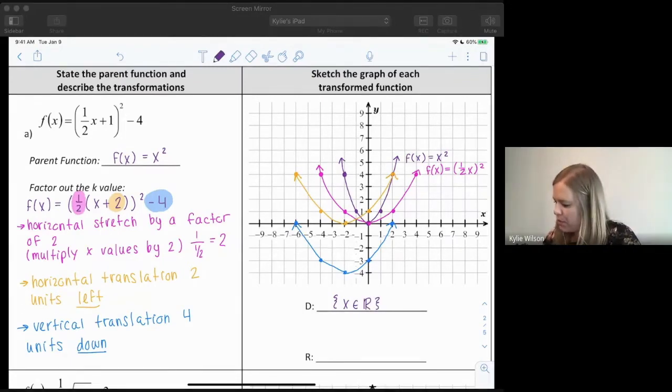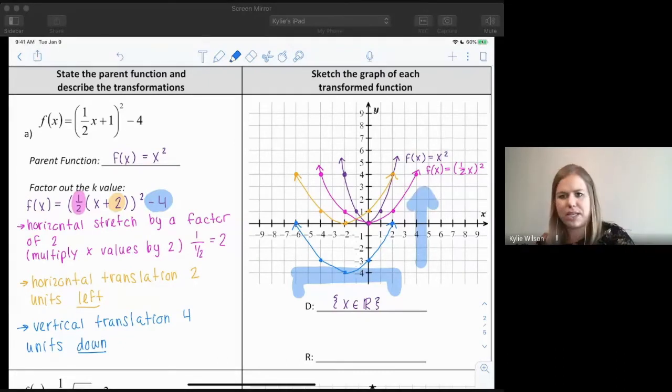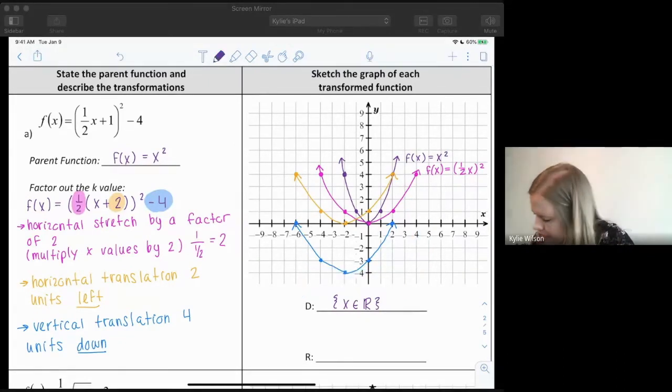And now for my range, if I look here, I notice that there are no y values below here, right? There's no y values down there. All the y values are up here. So what that means is that my y is an element of real numbers because I connected these with a nice curve, but y has to be bigger than or equal to -4.